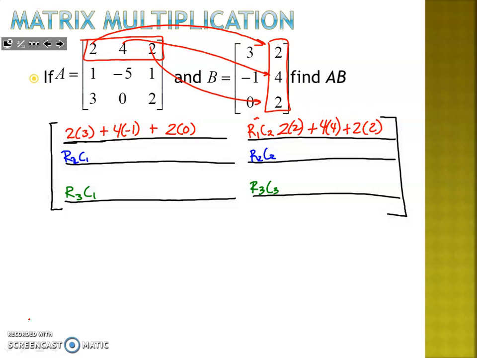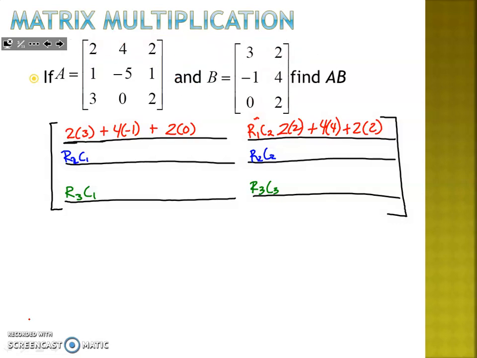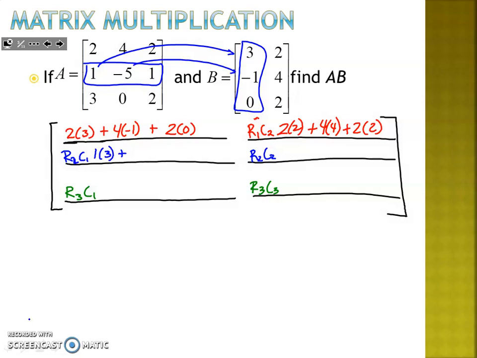Next then, we can go row 2 times column 1. You're going to turn up 1 times 3 plus negative 5 times negative 1. Put that in parentheses so I don't lose the negative. And 1 times 0.